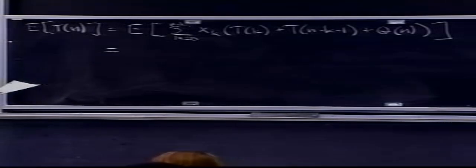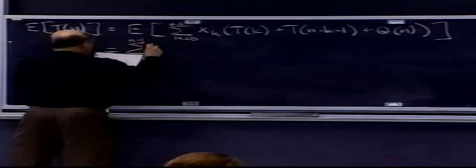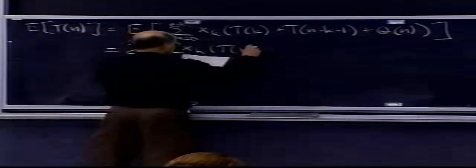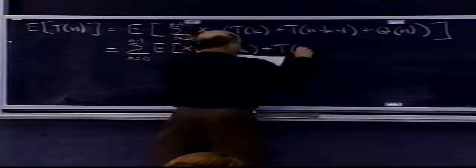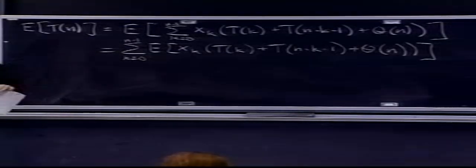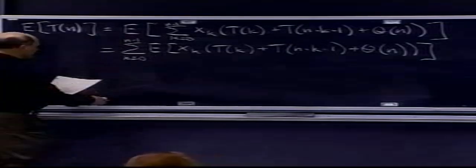The first thing I'm going to do is switch the summation with the expectation. So I'm going to say that's equal to the sum of k equals 0 to n minus 1 of the expectation of X sub k times (T of k plus T of n minus k minus 1 plus theta of n). Why can I do this step? Linearity of expectation. Expectation is linear. The sum of the expectations is the expectation of the sum. So that's all I've done.